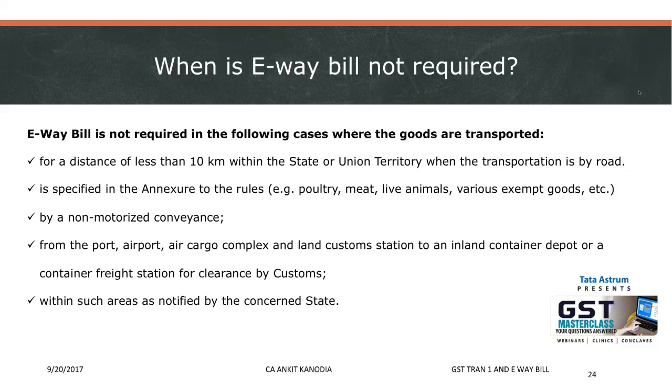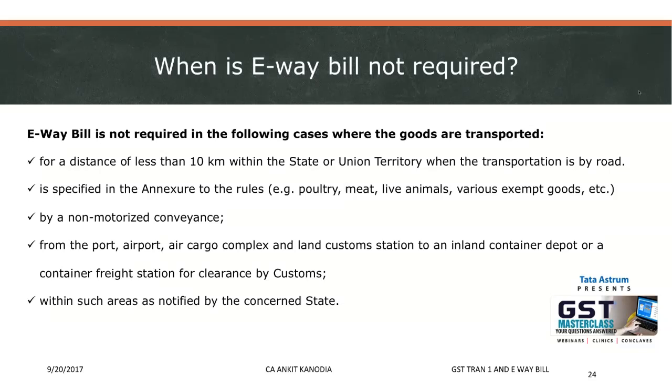Now whether this 50,000 is inclusive of tax or exclusive of tax is not yet clear. Generally, it should not include the tax component. It should include only the value of the goods for the purpose of transporting. So suppose A and B are two registered persons, and A is sending goods to B. Then e-way bill is required to be generated by A before commencement of the movement. However, B may generate the same where he causes the movement of the goods.